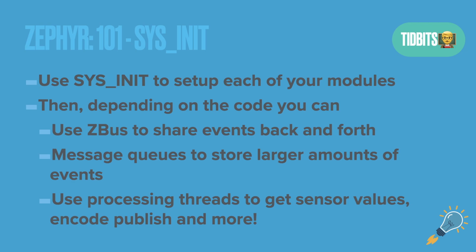And then at the end is any type of thread that you set up for the processing, threads for getting sensor values or encoding or publishing. These are the things that you're going to set up on a per-module basis.